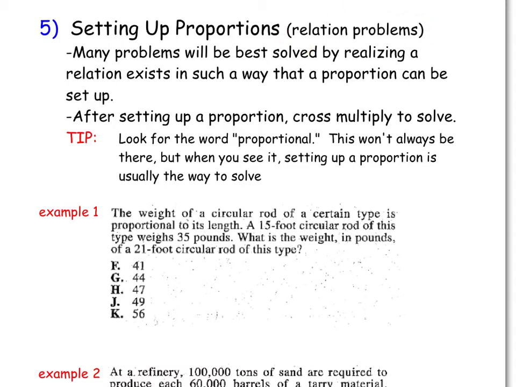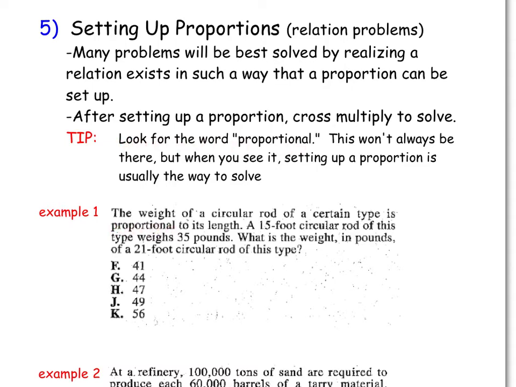So for this particular problem I'm looking at, it says the weight of a circular rod of a certain type is proportional to its length. And there's a key term there. Okay, if you see that word, you know a proportion is probably going to be set up in this problem. There's probably one way in which you can solve this problem. So once again, just a tip here: look for the word proportional. Like this problem, you see it right here.